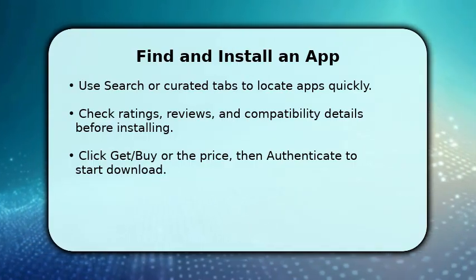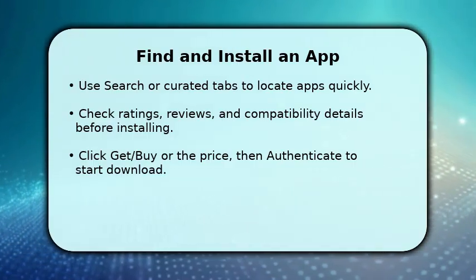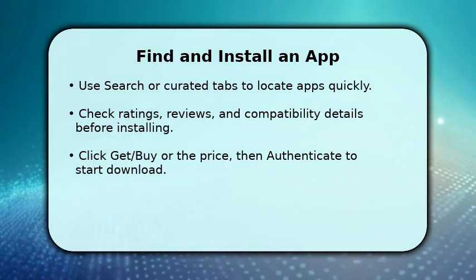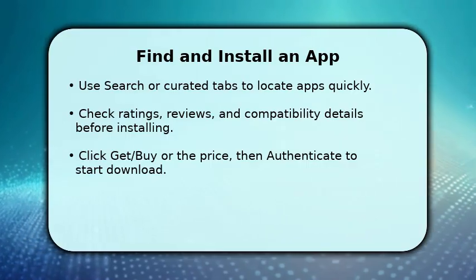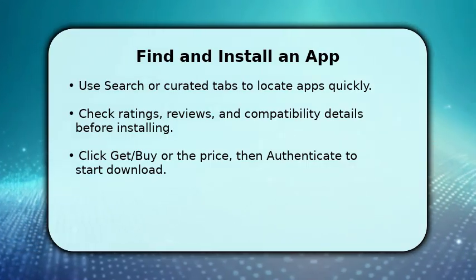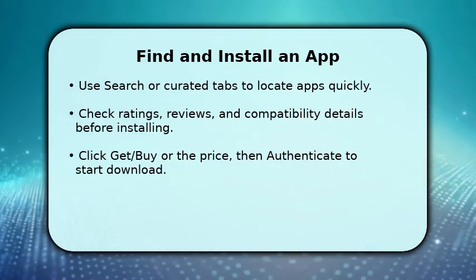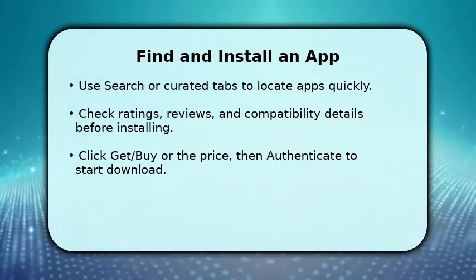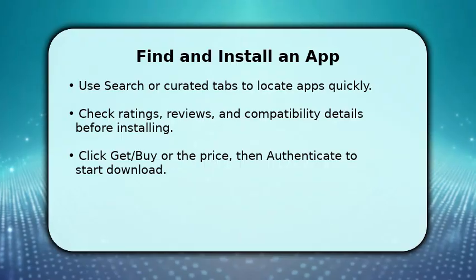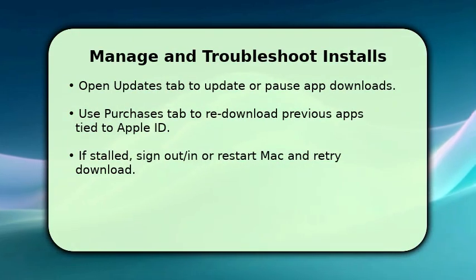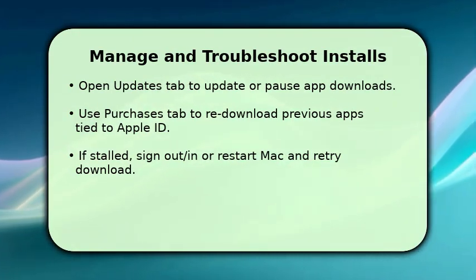After deciding, click Get or the Price button, then authenticate with your Apple ID password, Touch ID, or Face ID to begin downloading. Once the progress indicator appears, you can monitor status in Launchpad. Installation. You finish by managing apps. Visit Updates to install updates or pause active downloads, and check Purchases to re-download apps tied to your Apple ID.